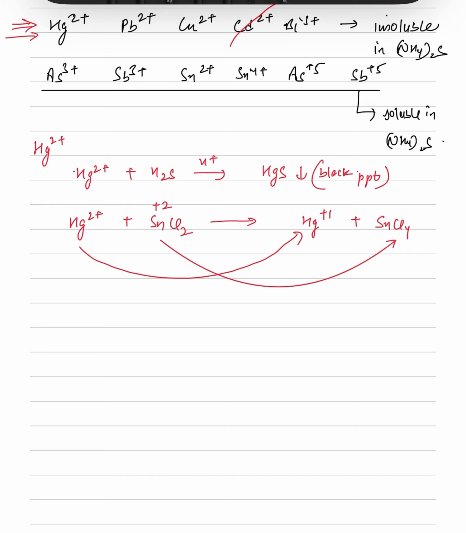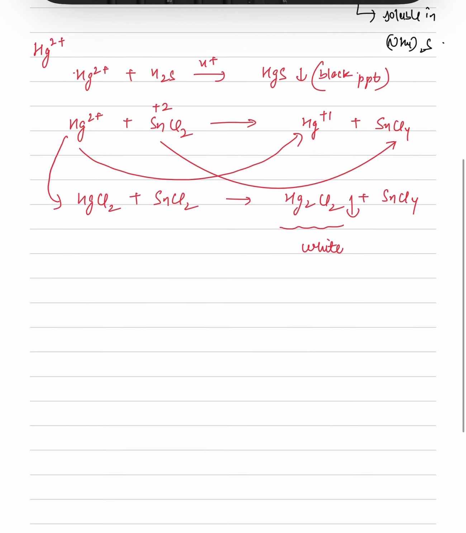So basically this Hg2+ is HgCl2. It reacts with SnCl2 and it forms Hg2Cl2 plus SnCl4. If you see here, this is the dimer form of HgCl, where the oxidation state of mercury is +1. This is a white precipitate. But the reaction doesn't stop here.